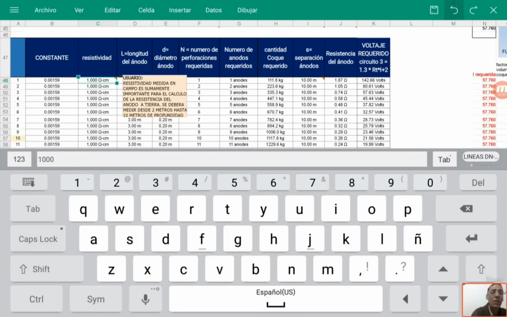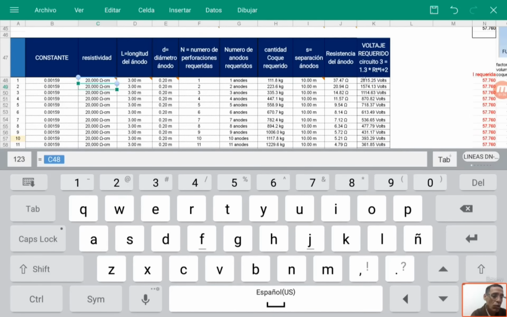But let's go back for a moment. With a resistivity of 1000 ohms, here I already have Ohm's law equation adapted to these values. And for a single anode, I would need 142 volts. But what happens when I use a resistivity of 20,000 ohm centimeters? It jumps up to 815 volts. Finding this in the market isn't feasible. This would require a custom build, a special design. So notice how resistivity affects my calculations.